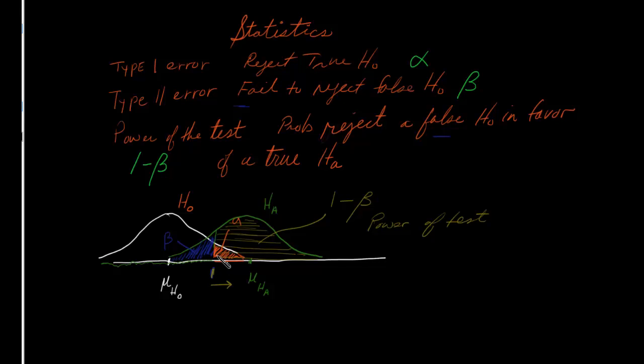If you want beta to be smaller, then you're going to have to move this value in this direction. Whenever you do that, beta, sure enough, will become smaller, but alpha will become larger. So these things play one off the other. And I hope that gives you some insight into the role of alpha and beta and the power of the test.